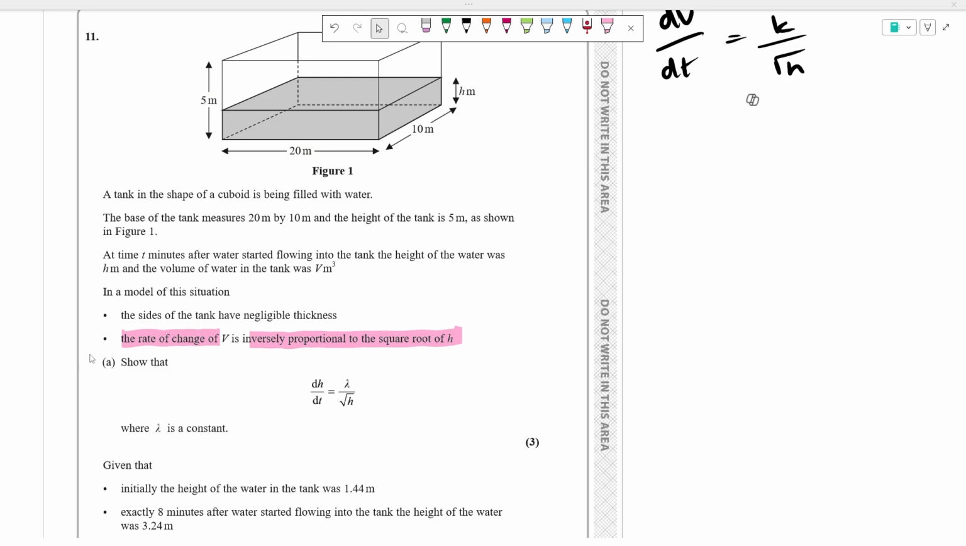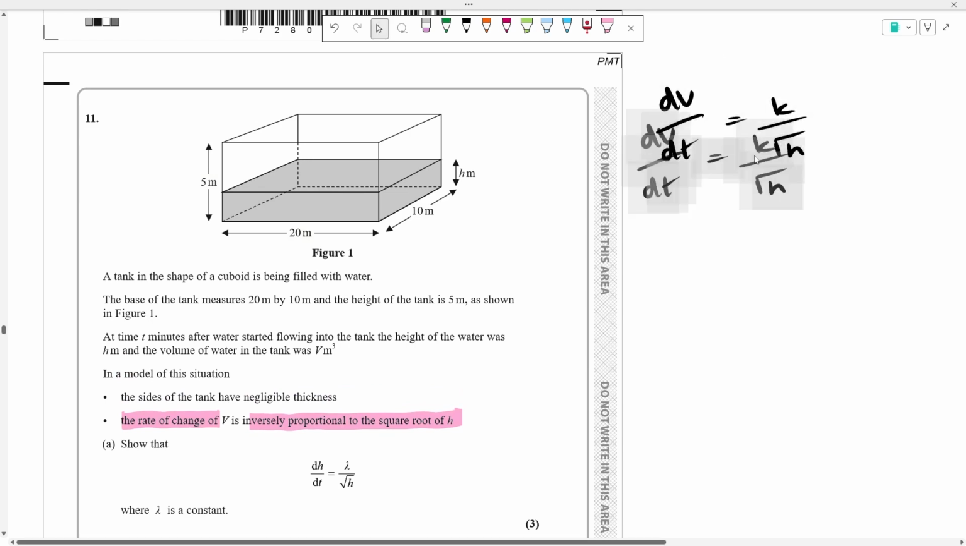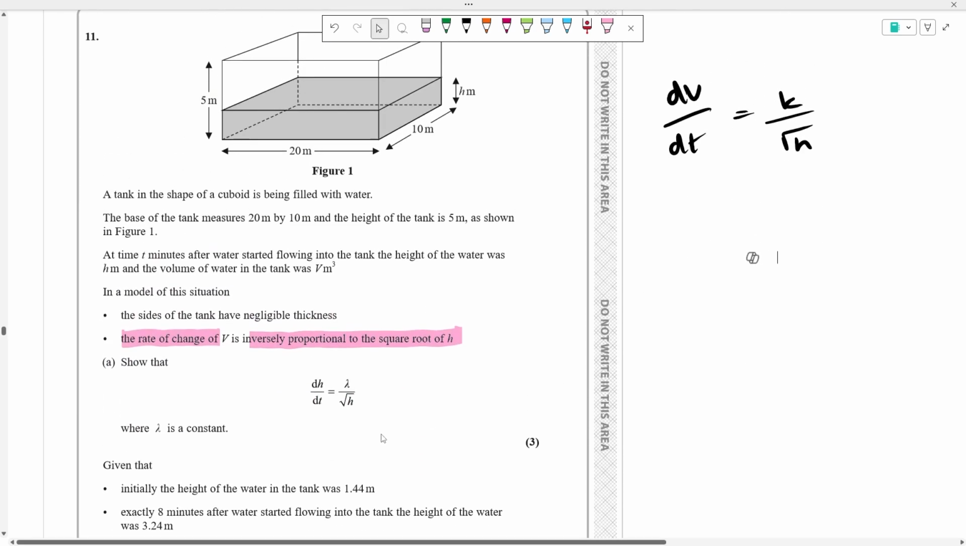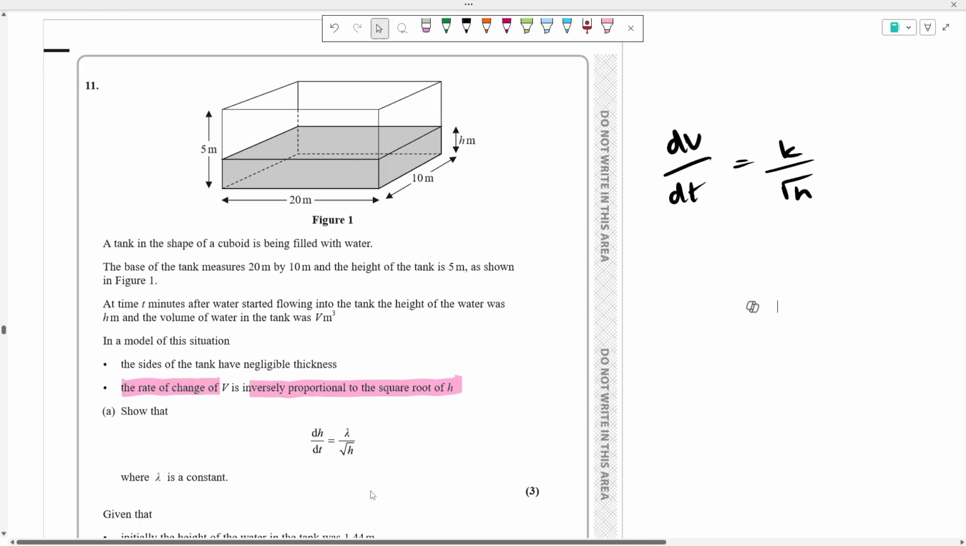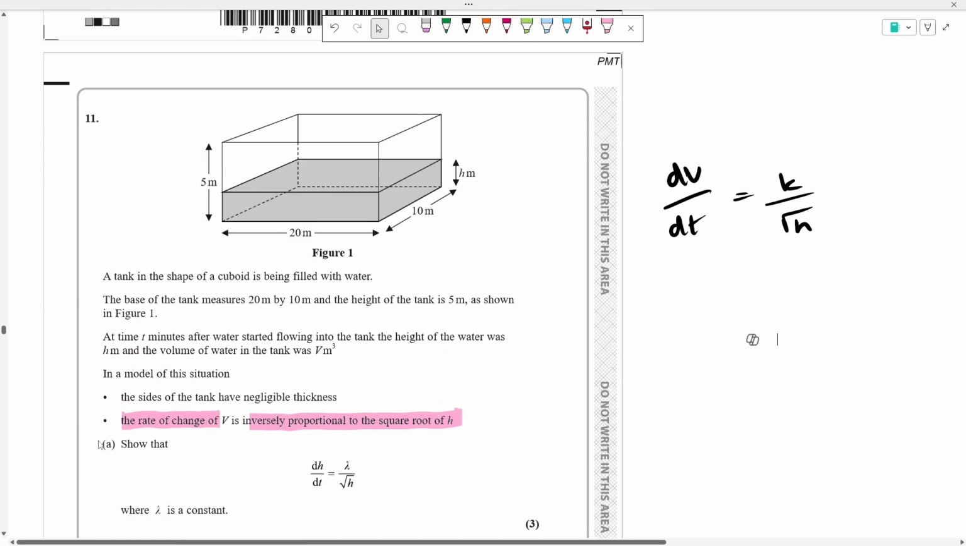Well, part A is asking us to show that dh over dt is some constant over root h, and we might be able to use this to help us out somehow. Let's see what we can work out. When we have a part A, and you can see we have some information here, we should try to avoid that and only use what we've got here.